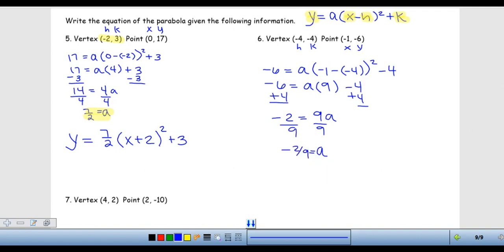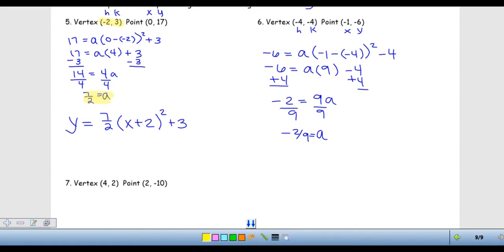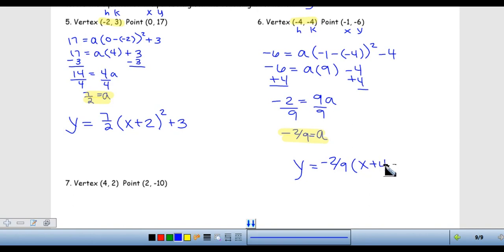So now it's time to write our final answer. And just like in the previous example, we're only going to include the a and the h and k. So my final answer would be y equals negative 2/9 x minus h. So remember, you can write down minus a negative 4, or you can go ahead and change that to positive 4. Square the parentheses, and then you'll put down the k, just like you see it, negative 4.